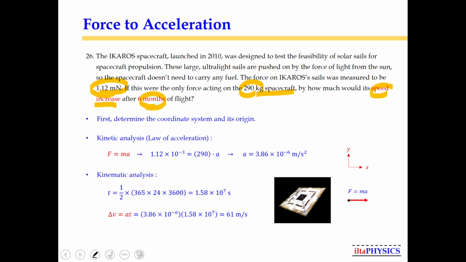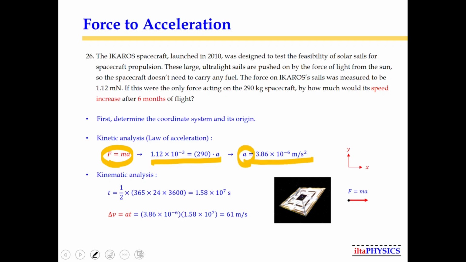Again, let's first set the coordinate system and the origin. Generally, we will consider the right side as the positive direction and the initial position as the origin. Since the force F and mass m are given, we use the F equals ma equation to find the acceleration of the spacecraft. Since the applied force is very small, the acceleration will also have a very small value.